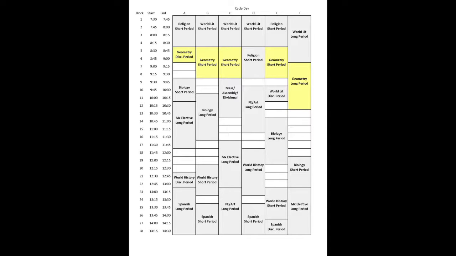Notice that this teacher has scheduled a longer lab on F days, shorter classes on B, C, and E days, and small group discussion on A days. These are all highlighted in yellow. In this particular example, geometry does not meet on D days of this cycle.